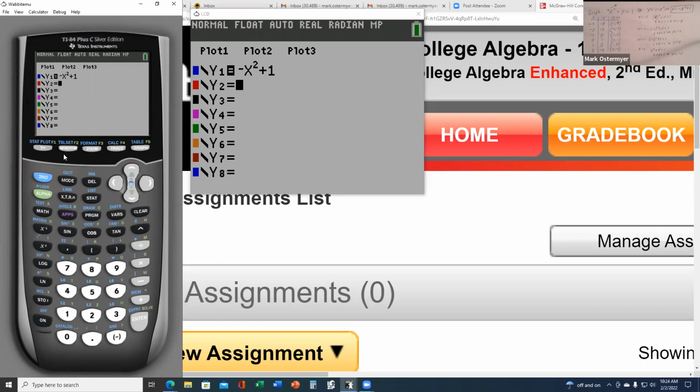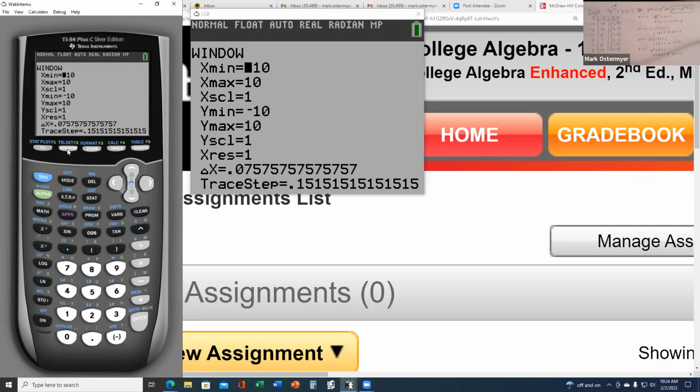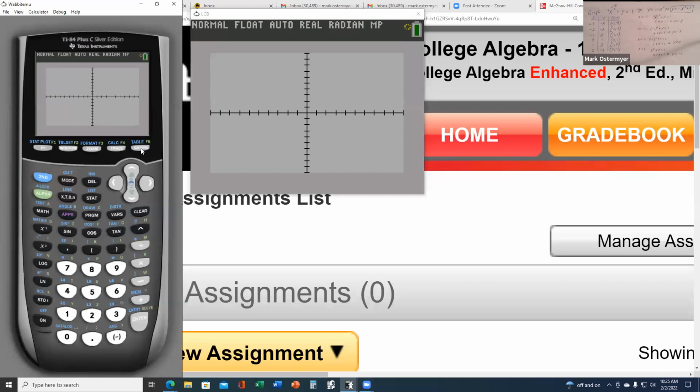I'm going to look at my window setting here to see what kind of scaling I got going on my X and Y axis. So I'm going to hit window. Notice my X and Y axis is configured to run from -10 to 10 by 1 for a min to a max value, and the spacing between tick marks is 1 on both axes. That's a good scaling. Let's go with that. Hit graph now in the upper right corner of your keyboard, the graph button, and you should see the graph of that parabola.